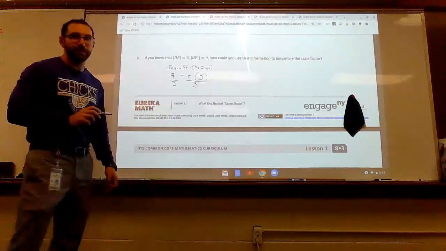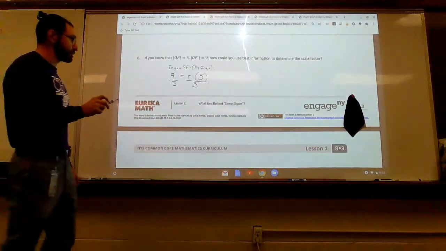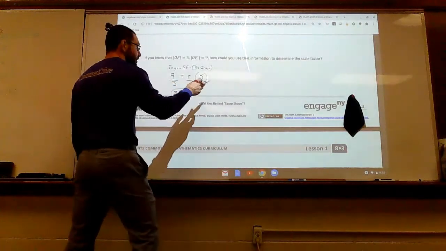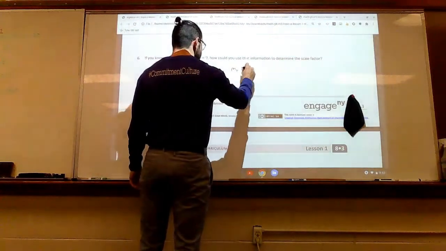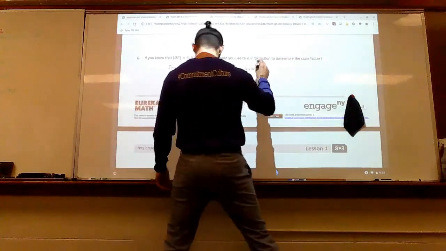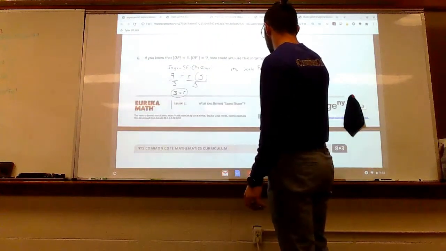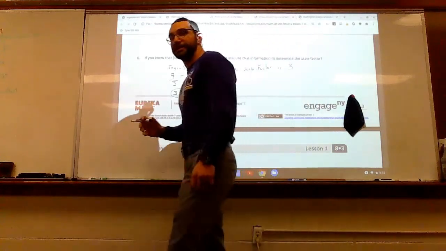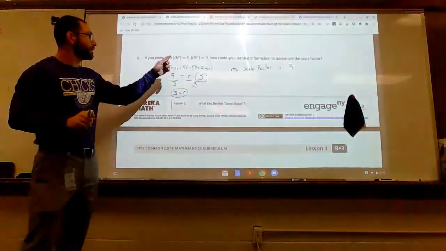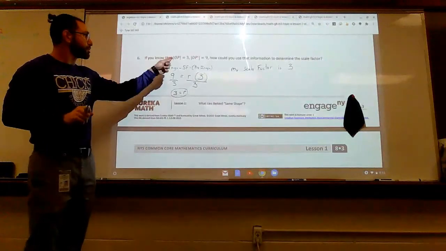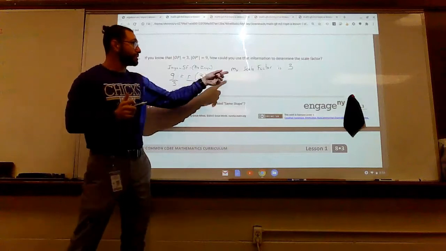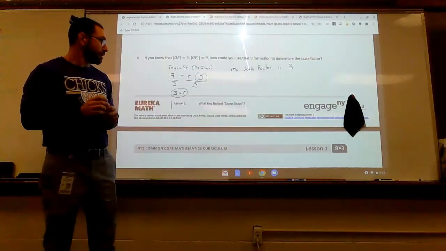3 divided by 3 is my inverse. That leaves me 3 on this side. R is 3, so I would say my scale factor is 3. Does that make sense? Absolutely, because my pre-image is smaller than my image. So it got bigger, therefore it is an enlargement.